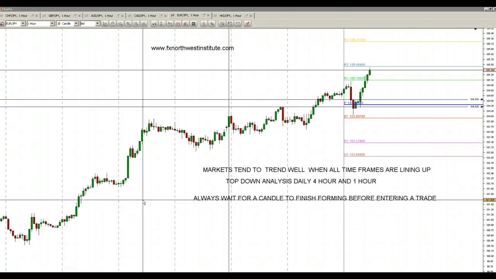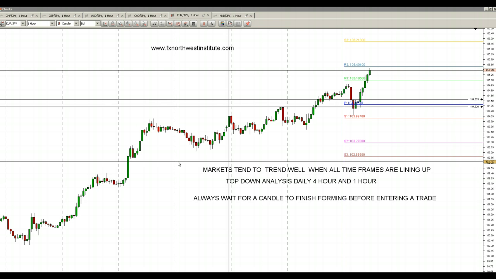Hi traders, in this tutorial we're going to go over trending markets: how to recognize a trending market, entries and exits. Markets tend to trend well when all time frames are lining up. If the 1 hour, the 4 hour, and the daily chart are all in an uptrend, it's very easy. Markets tend to trend for long periods of time.